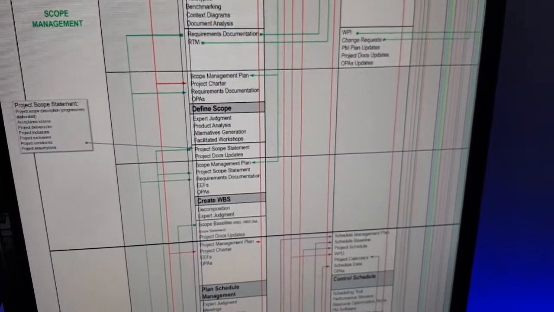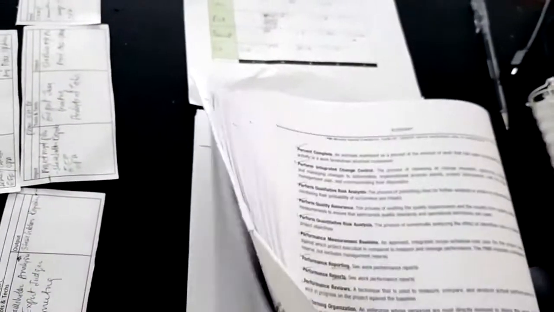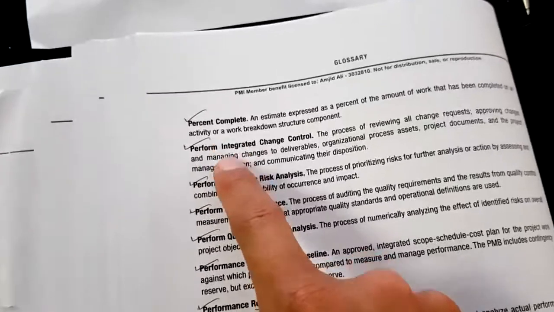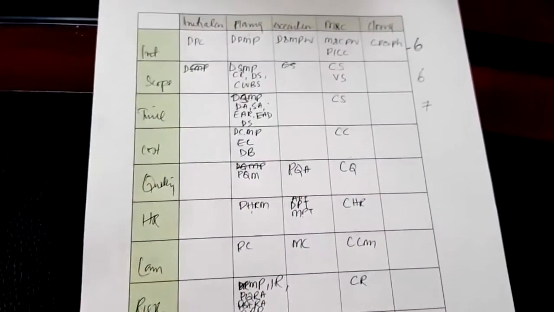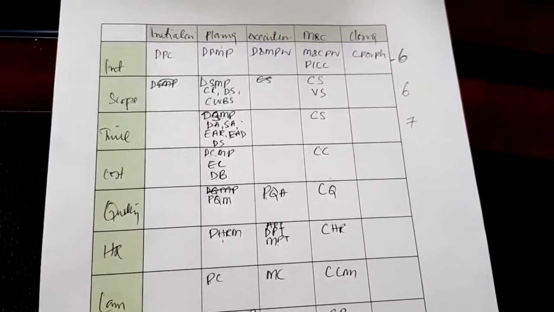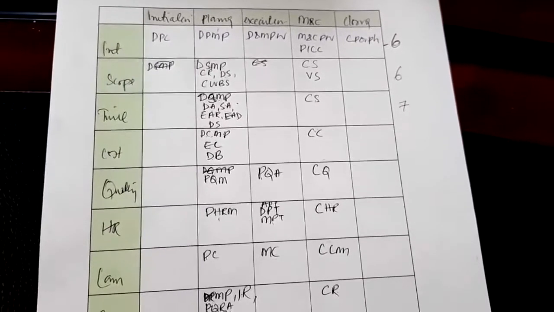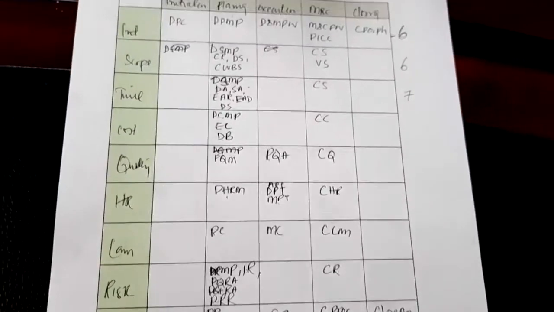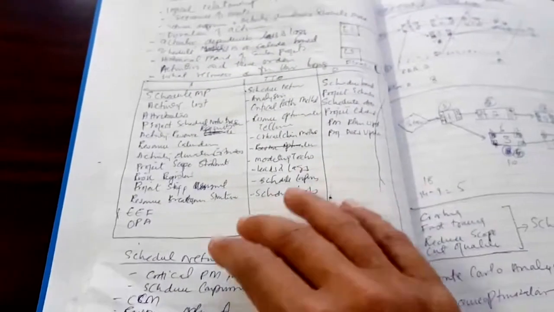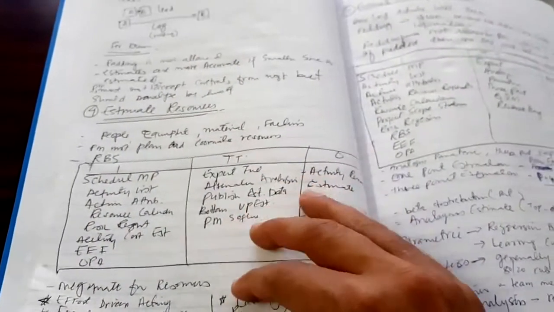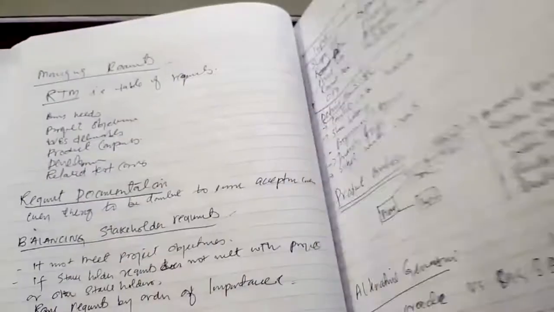And then I have PMBOK 5th edition. Though I have a soft copy also, I got that printed and I read all the definitions, and in the glossary section also I read all the definitions. And then this chart I used to practice every day, how many processes there are, how many process groups there are, and how these process groups are spread across all the knowledge areas. And this is my notebook where I write everything whenever I study, so that I can revise it.